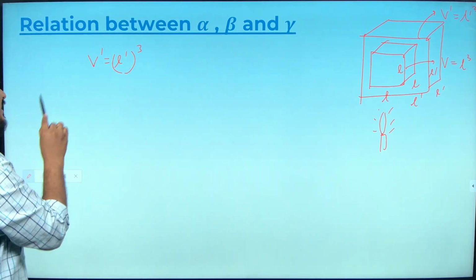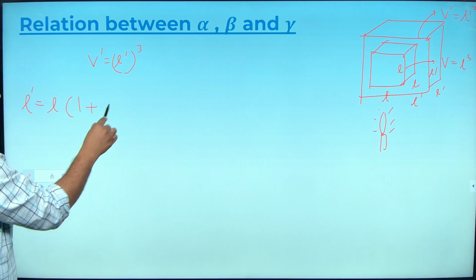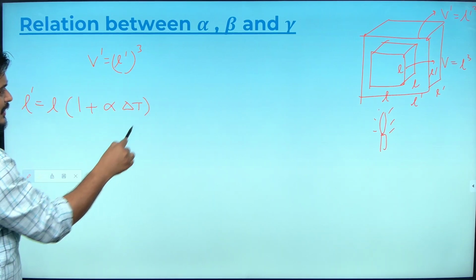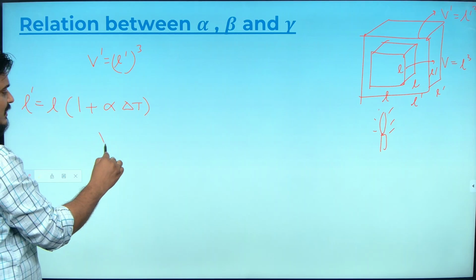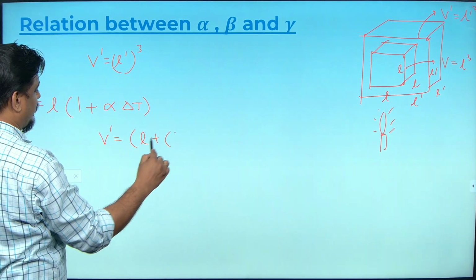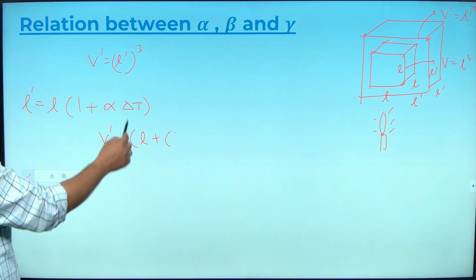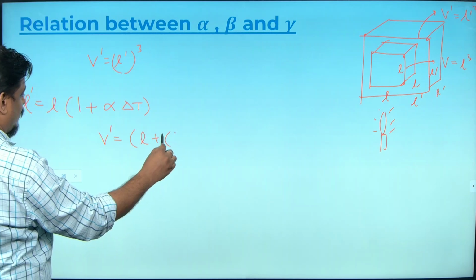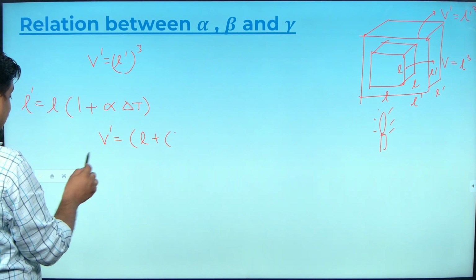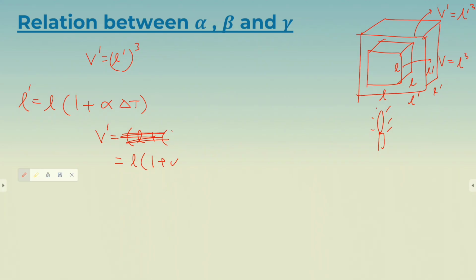Okay. What is L dash? If you see what we have derived some time ago, L dash was L into 1 plus alpha delta t. Do you remember? I will put in this. V dash is L dash cube, so L into, once again, if I erase, everything will erase, I am having that fear. I am writing once again. V dash is equal to this thing whole cube, that is L into 1 plus alpha delta t, the whole cube, isn't it?